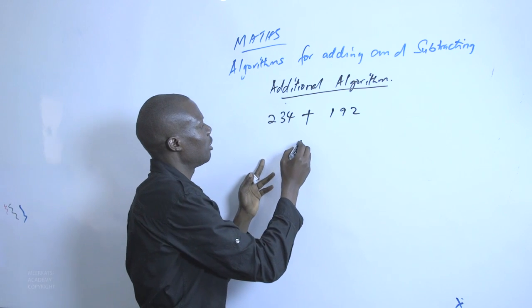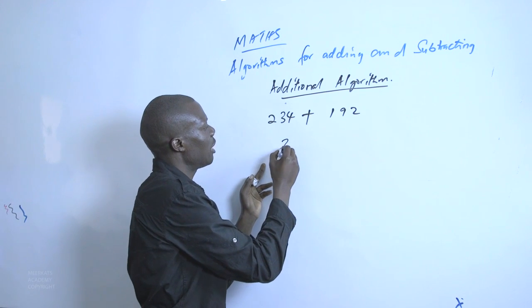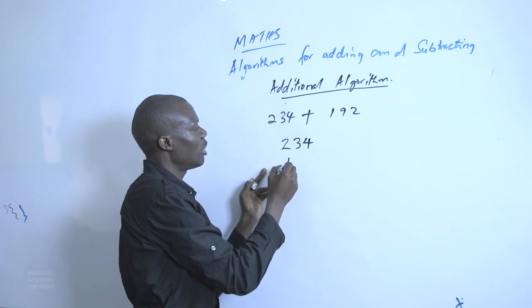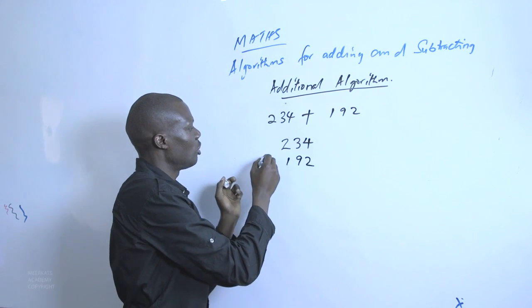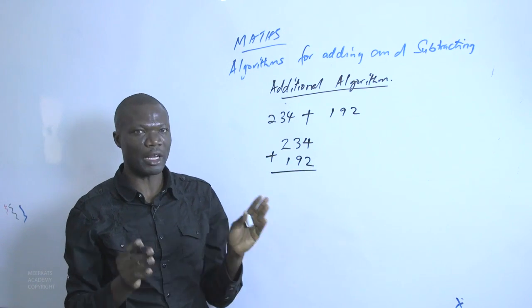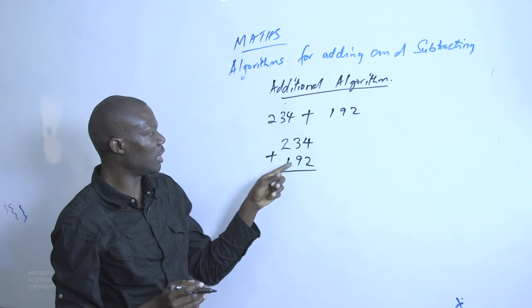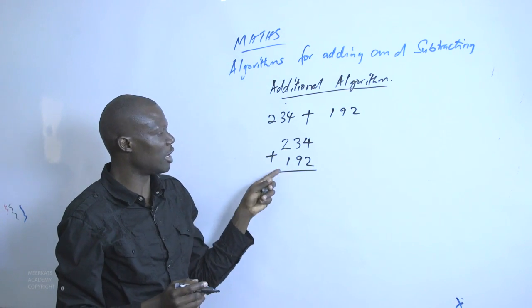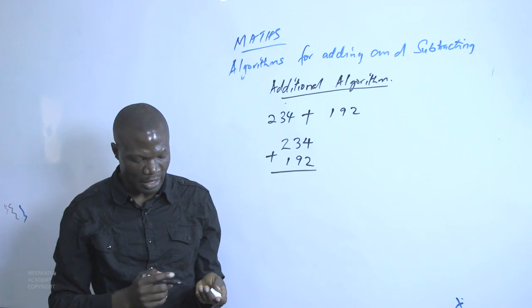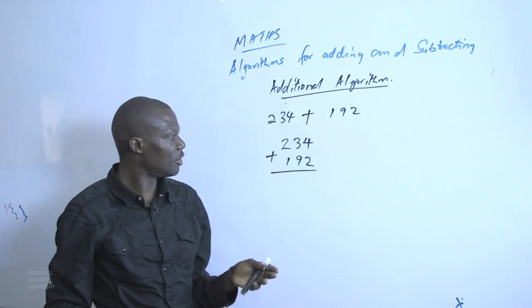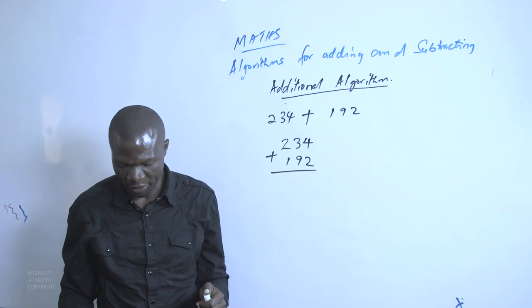So doing that, we shall rearrange and have 234 and then we have 192. We are adding. So you'll notice that 4 and 2 are in the same place value, 3 and 9 are in the same place value of tens, 2 and 1 are in the place value of hundreds. So having done this, we are ready to start our operation.